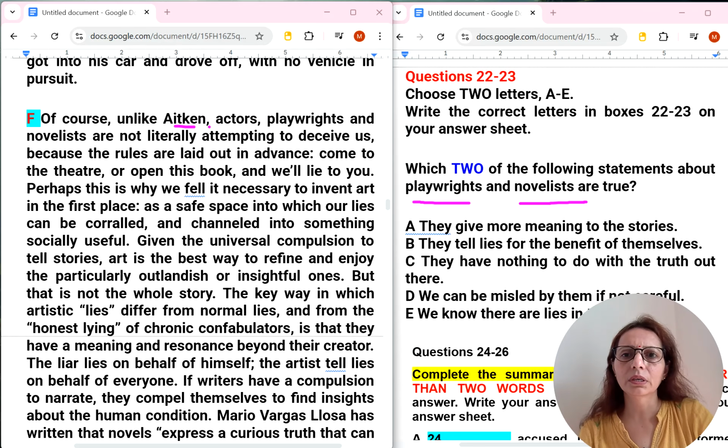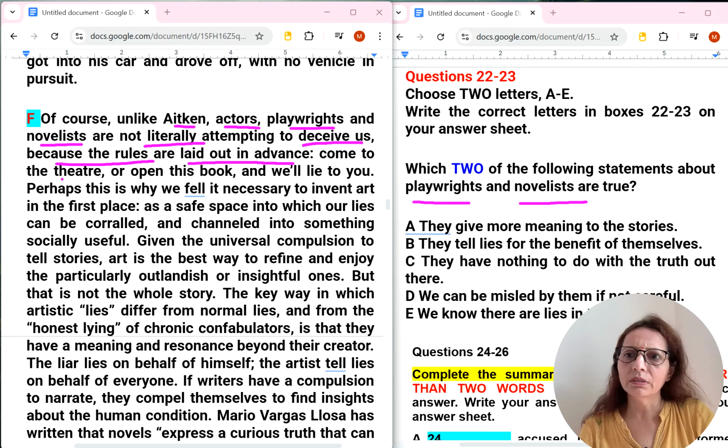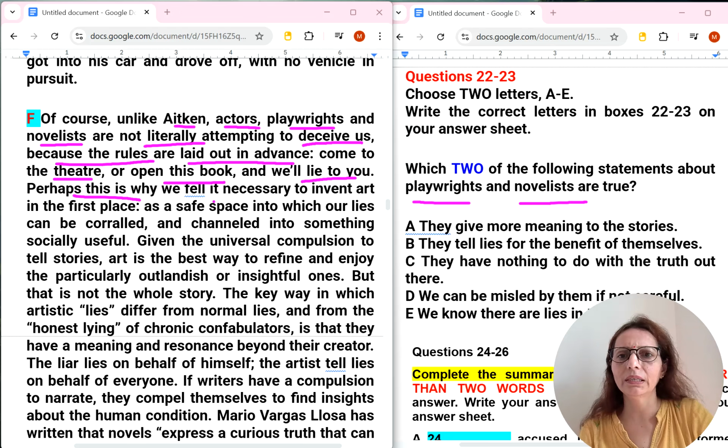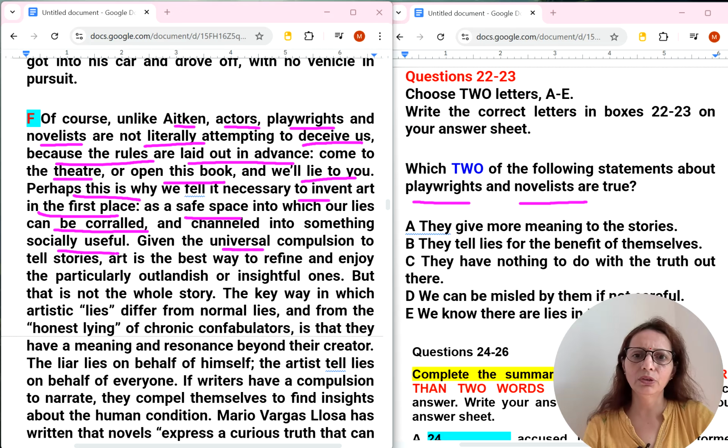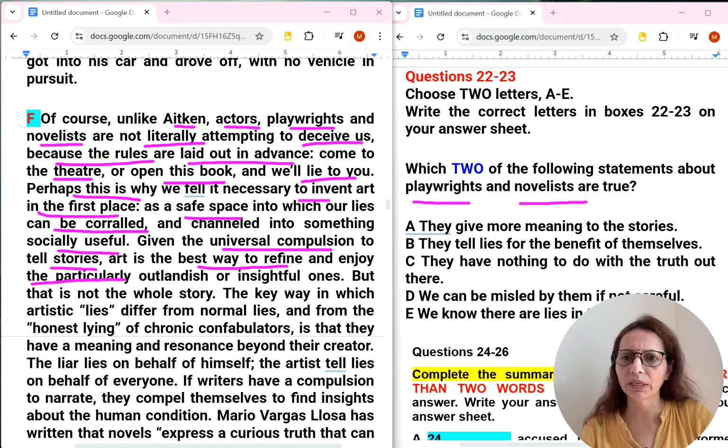Of course, actors, playwrights, and novelists are not literally attempting to deceive us. Okay, because the rules are laid out in advance. Come to the theater or open this book, and we will lie to you. Perhaps this is why we felt it necessary to invent art in the first place, as a safe space into which our lies can be corralled and channeled into something socially useful. Okay, given the universal compulsion to tell stories, art is the best way to refine and enjoy them.